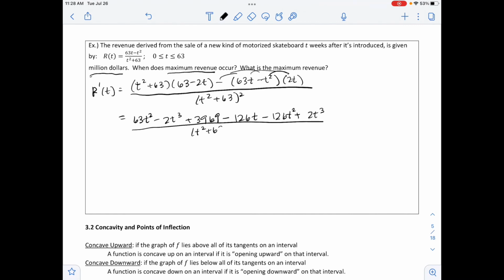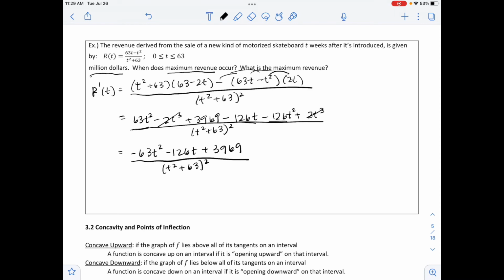t squared plus 63 squared, equals, and so from here we can simplify, and if you notice, your t cubed terms would reduce out. So combining our terms, we have t squared terms, we end up with negative 63t squared, and then we have negative 126t, and then plus 3,969 all over t squared plus 63 quantity squared.